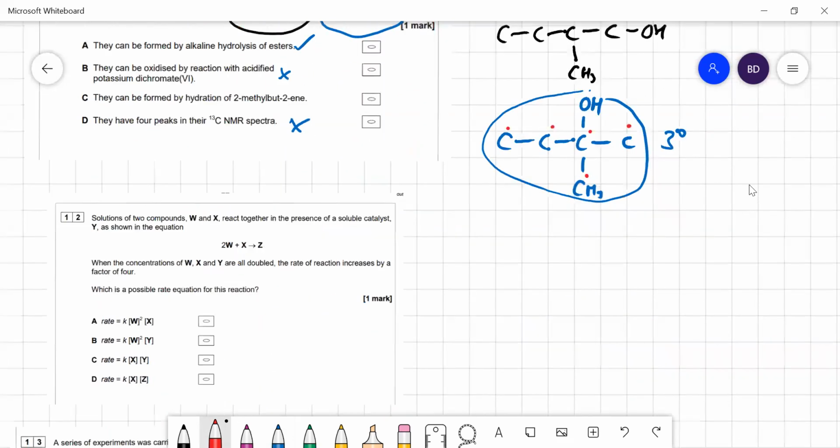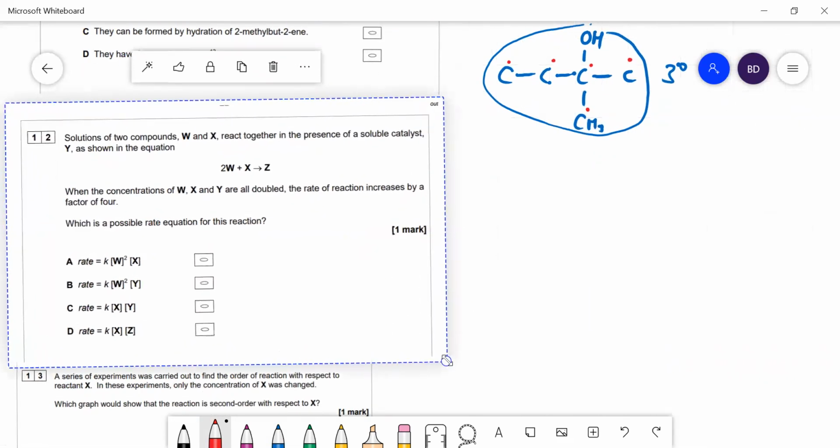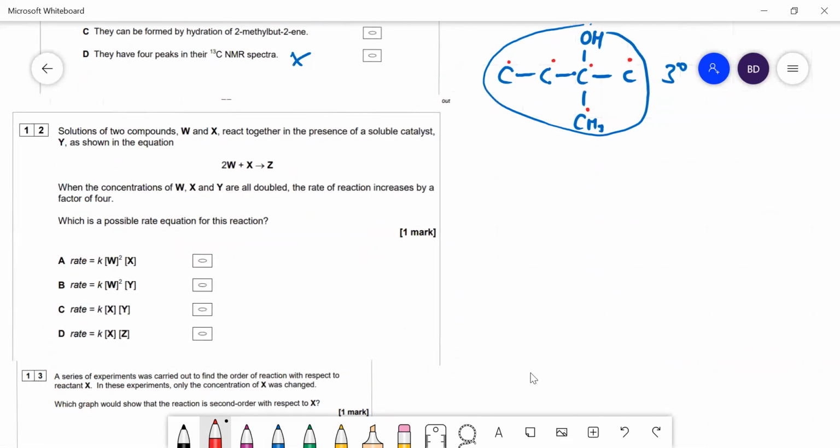Right. This one here about reaction orders is a bit bigger. Now, W and X react in the presence of a soluble catalyst Y. When the concentrations of W and X and Y are all doubled, the rate increases by a factor of 4. First of all, you might think, the catalysts can appear in rate equations.